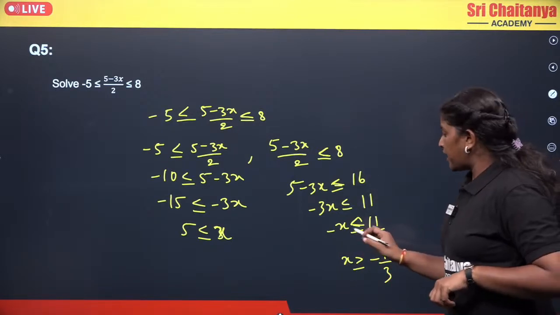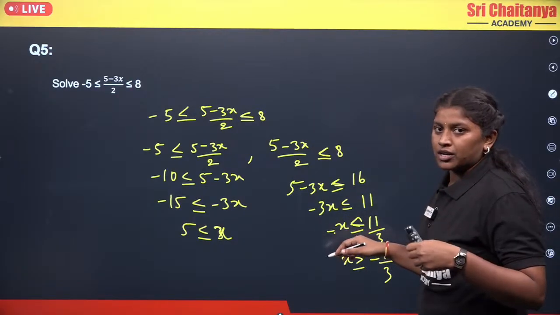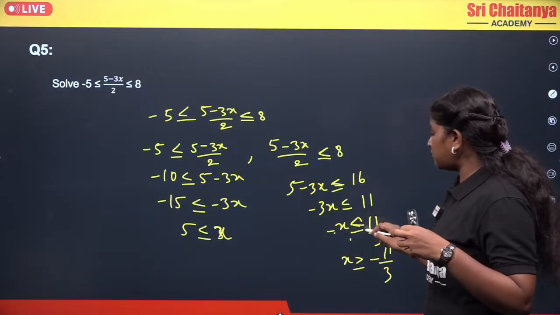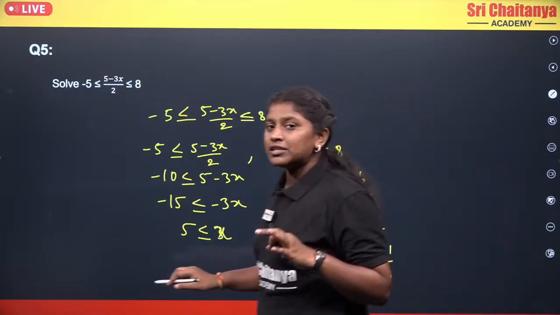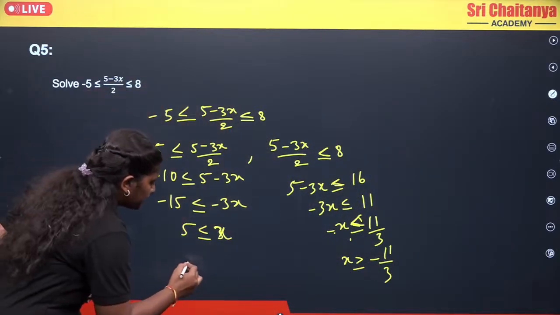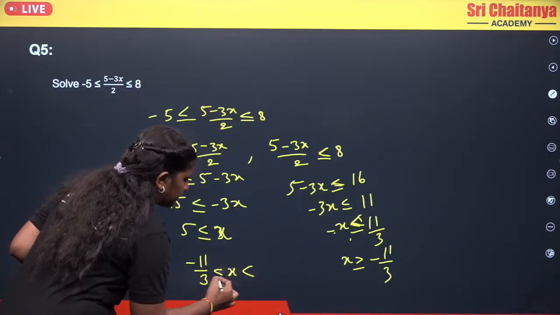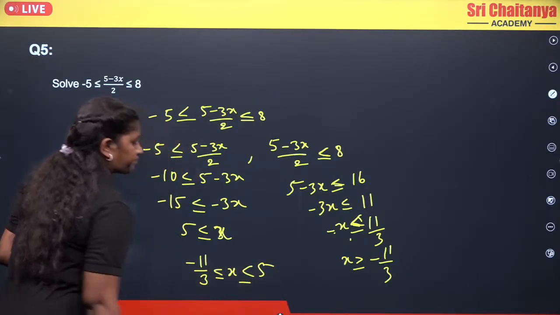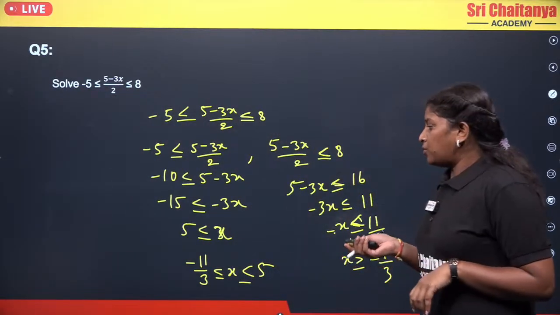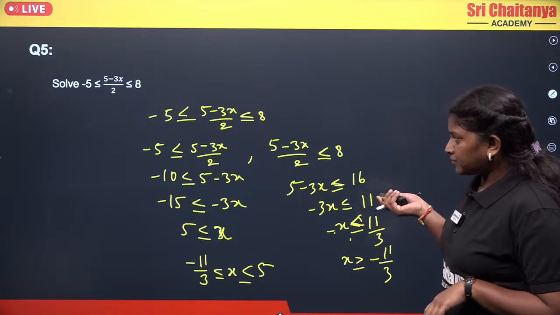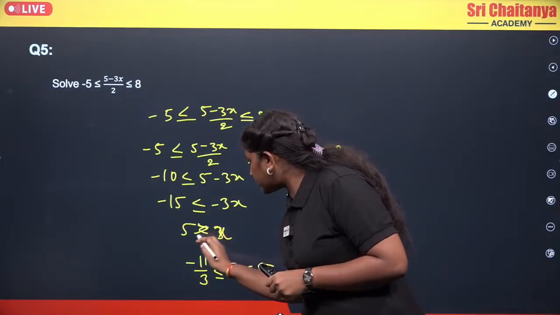If you observe here, I have minus x. In order to eliminate the minus, I should multiply by minus 1. As I am multiplying by minus 1, the sign changes: less than or equal to changes to greater than or equal to. Now the interval for x becomes minus 11 by 3 less than or equal to x less than or equal to 5. Any doubt in this? Now moving to the next. Here also we are multiplying, so it becomes greater than.